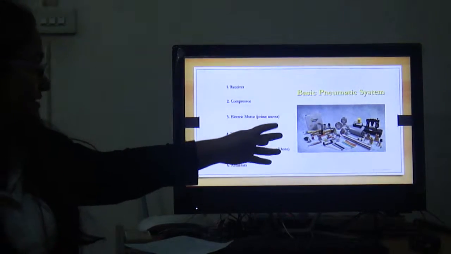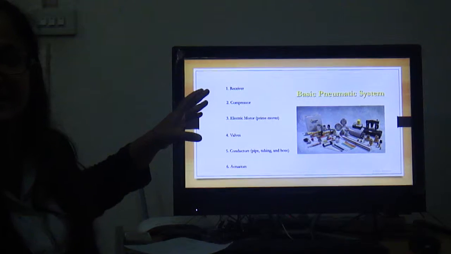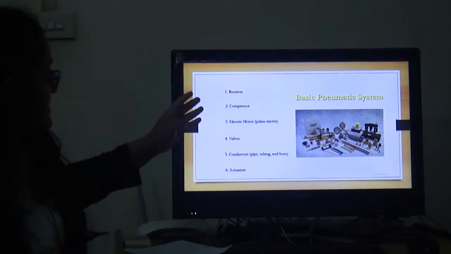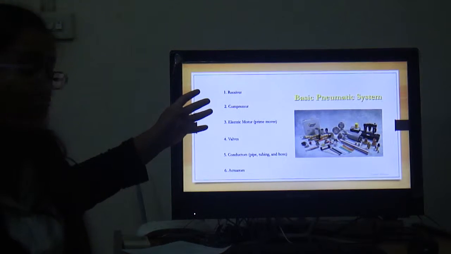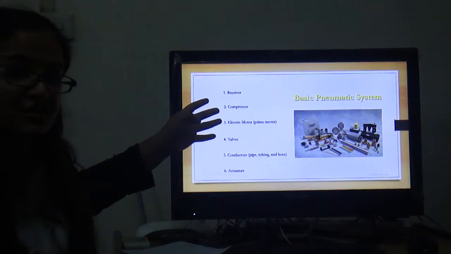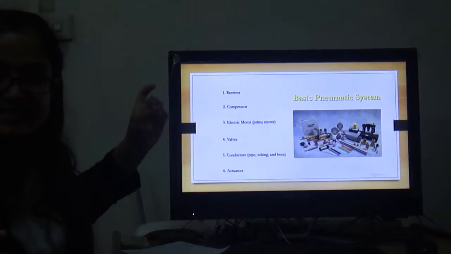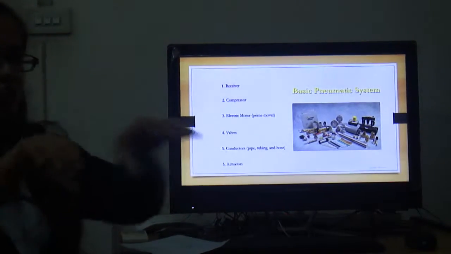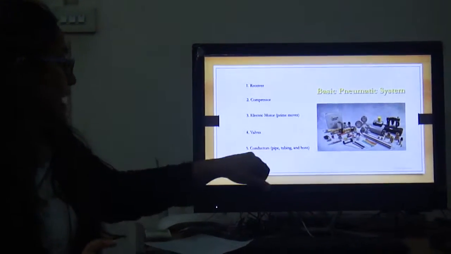The basic pneumatic system. These are things you would find in a pneumatic system: receiver, compressor, prime mover, such as electric motors, valves, conductors, and these conductors are pipes, hoses and tubes. Hoses are what hold the two pipes together. So hoses are pre-molded. And actuators.